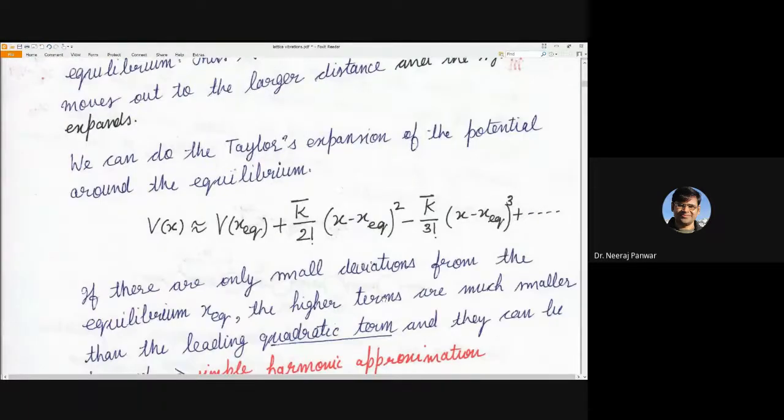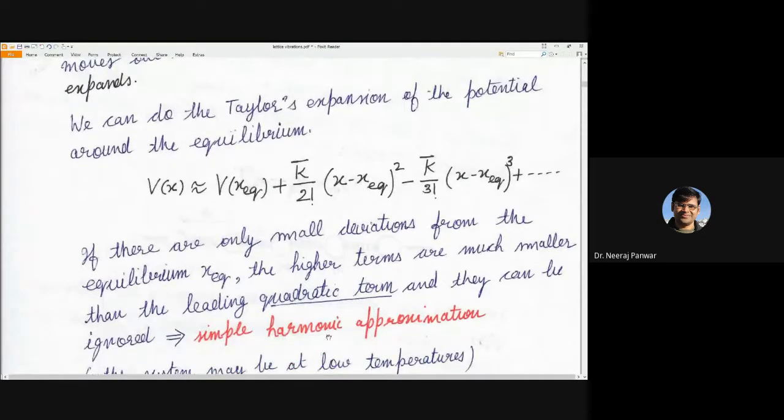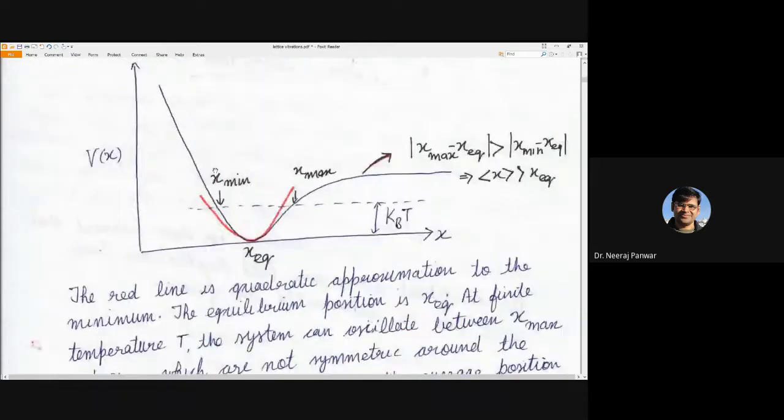Now if we consider the harmonic approximation, in which there are only small deviations from the equilibrium, the higher terms are much smaller than the second term. Therefore under such harmonic approximation, the potential energy varies quadratically, and this is what is shown here by the red line.